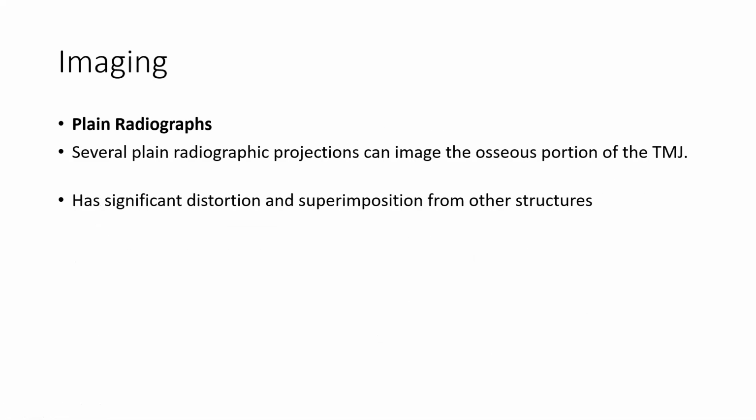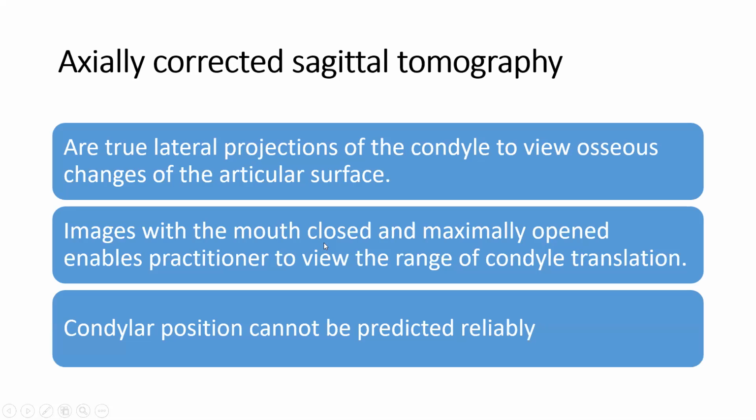So going to the imaging of the temporomandibular joint in order to diagnose the temporomandibular disorders, there are various imaging techniques, and one of them is the plain radiographs. Several plain radiographs can be projected over the temporomandibular joint so as to view the osseous portion of the temporomandibular joint. However, this plain radiograph has significant distortion and superimposition from other structures, and thus is not the ideal technique for the imaging of the temporomandibular joint.